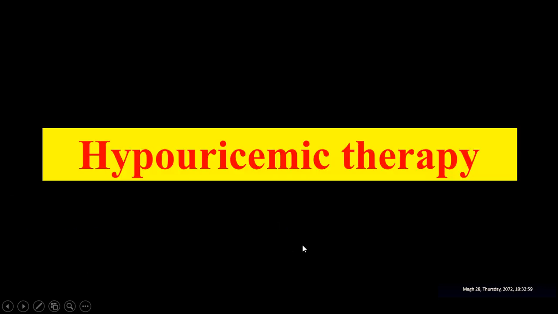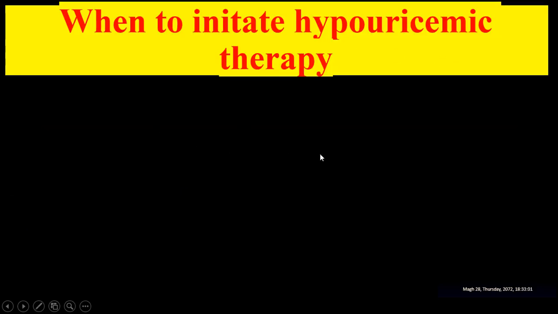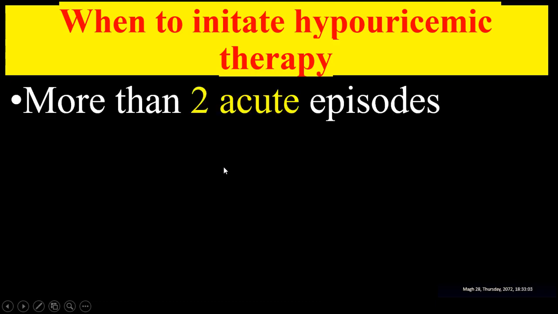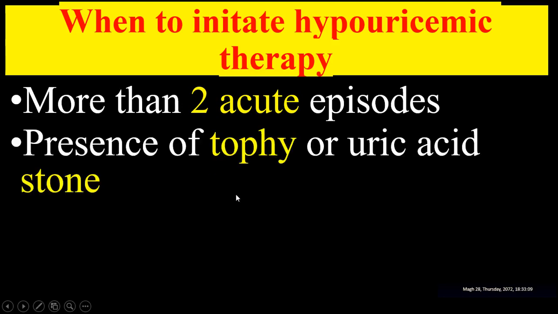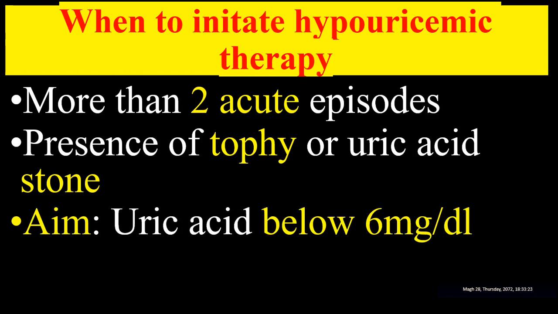And now hypouricemic therapy. When to initiate hypouricemic therapy? When you have more than 2 acute episodes, or you have the presence of tophi that you saw in the diagram, like ear tophi and tophi in the small joints of feet. If you see one of these and demonstrate it, then you can start hypouricemic therapy. And the aim is to bring uric acid below 6 milligram per deciliter.